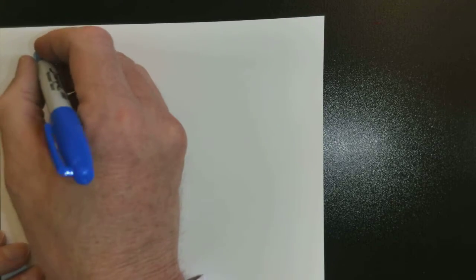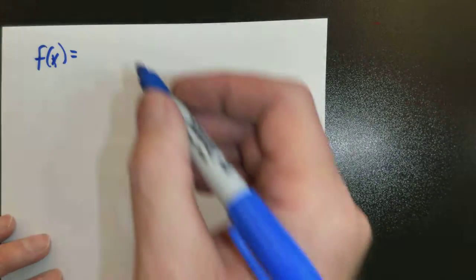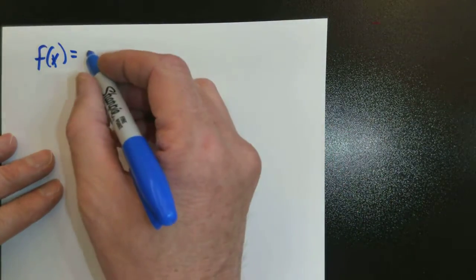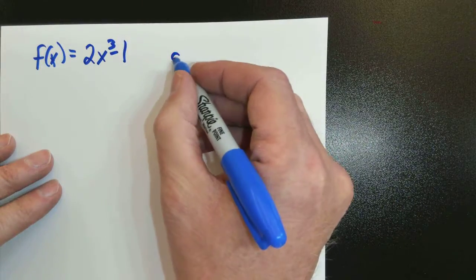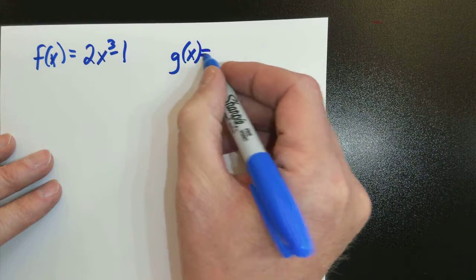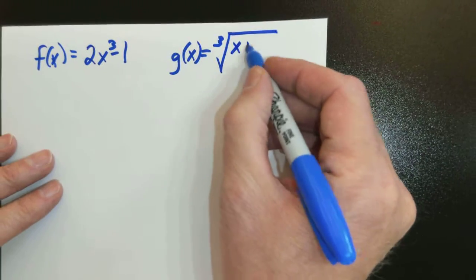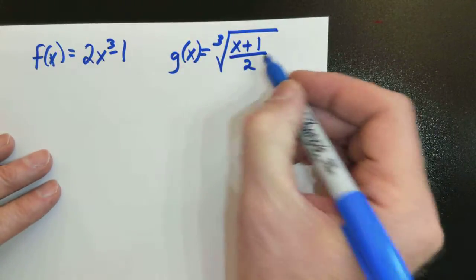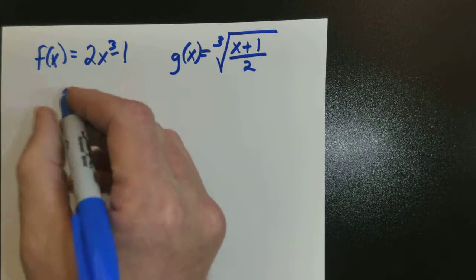Now, let's start with f of x equals two x cubed minus 1. G of x equals the cube root of x plus 1 over 2. Okay, let's use our calculator.